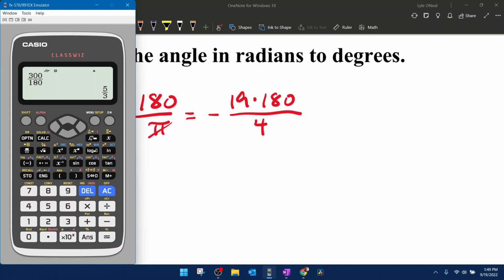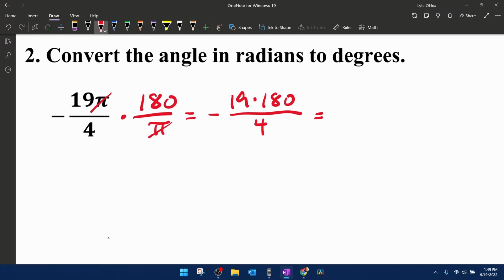Again, the easiest way to simplify that is with the calculator. Using our fraction button, 19 times 180 divided by 4, 855. So in degrees, that's going to be negative 855 degrees.